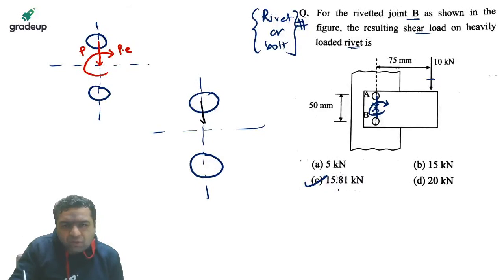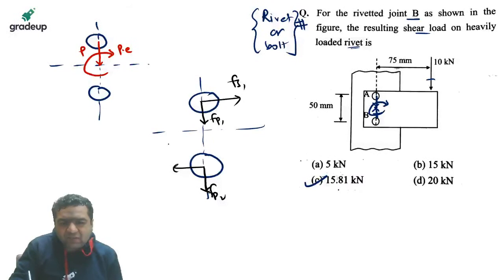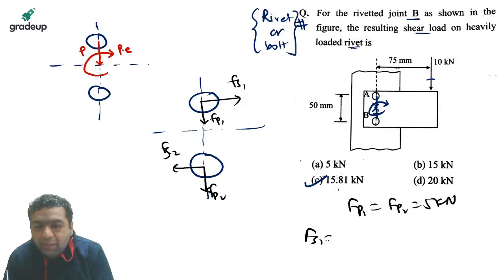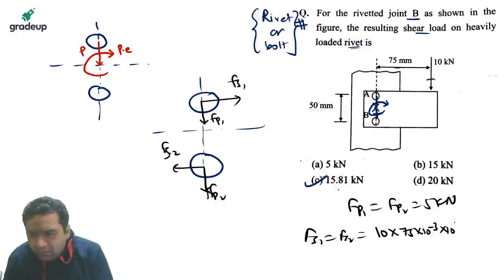this will be primary force and the secondary force is this one. This is FP1, FP2, FS1, FS2. So you can find out the force on any rivet, it will be coming out to be same only. FP1 equals FP2 is equal to 5 kilonewton. And FS1 equals FS2 is 10 into 75 into 10 power minus 3 into 10 power 3. Kilonewton and mm both are fine.